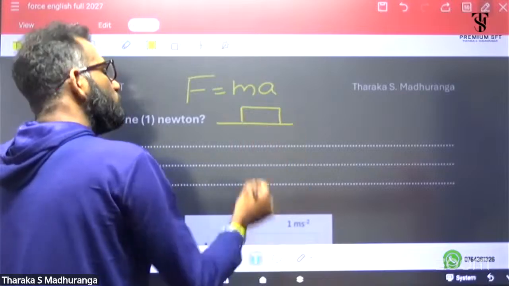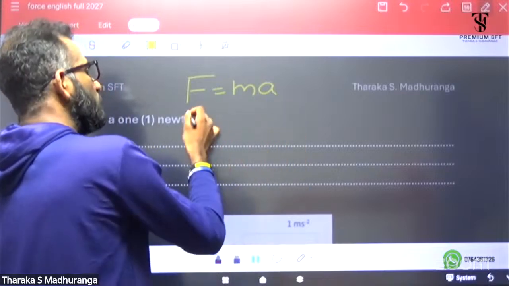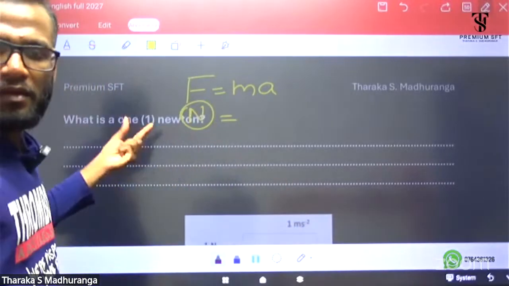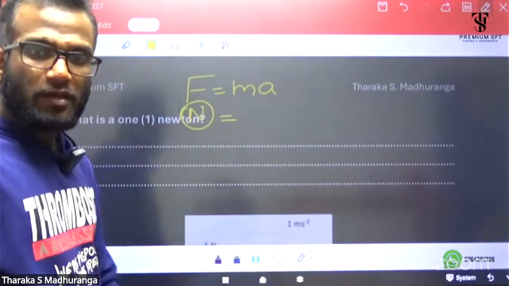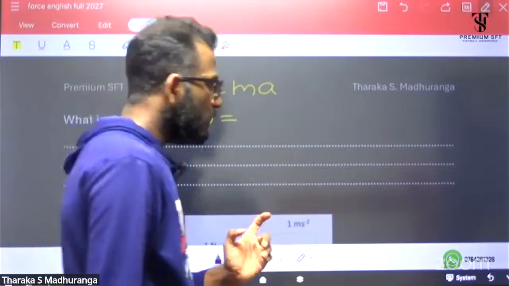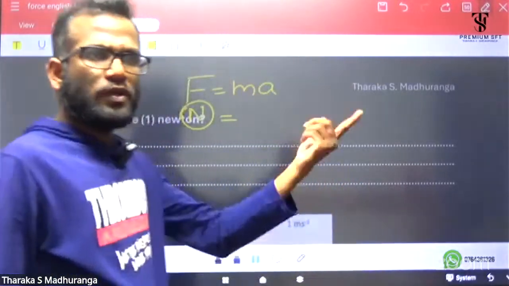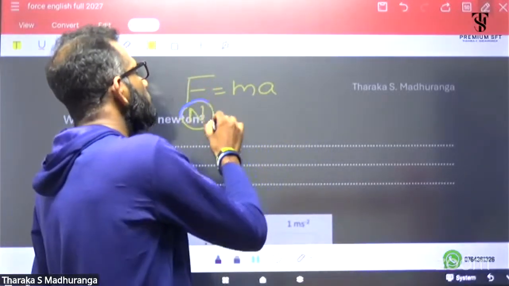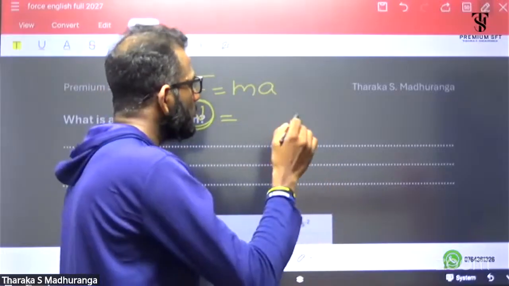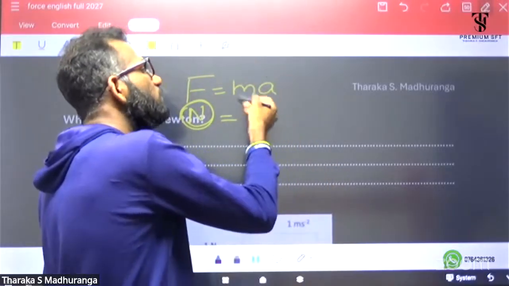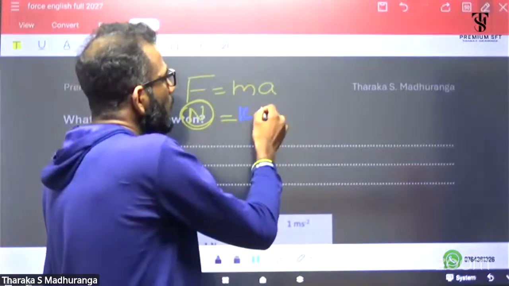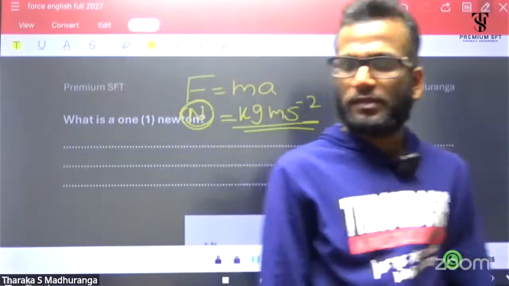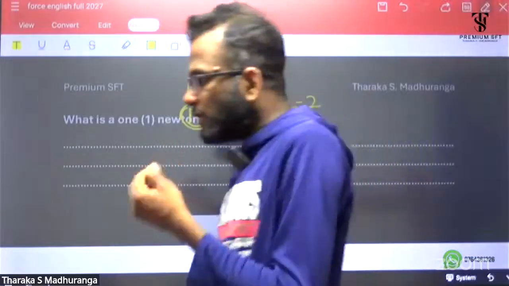Now, actually, 1 Newton means... Newton is a derived SI unit. Newton is not a base SI unit. Newton is the derived SI unit, which we discussed in the 2027 exam paper. Therefore, the actual unit of force comes from F equals ma, where m is in kilograms and a is in ms minus 2. This is the actual unit of force.